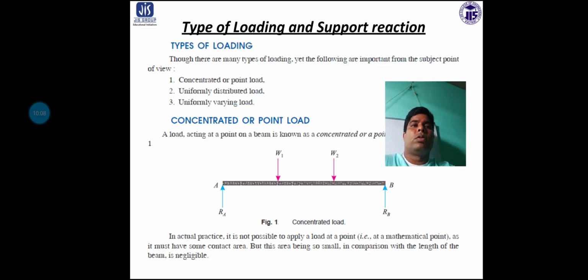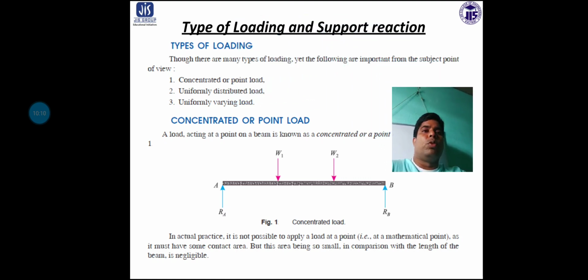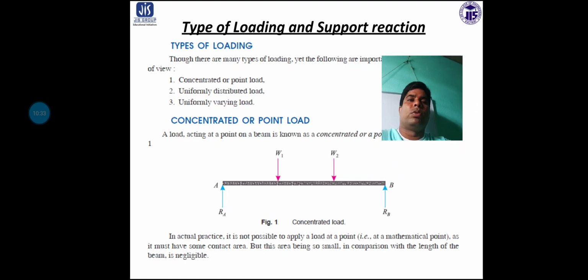Now, types of loading and support reaction. Here there are mainly three types of loading system. One is concentrated or point load, second is uniformly distributed load, UDL, and third is uniformly varying load, UVL.